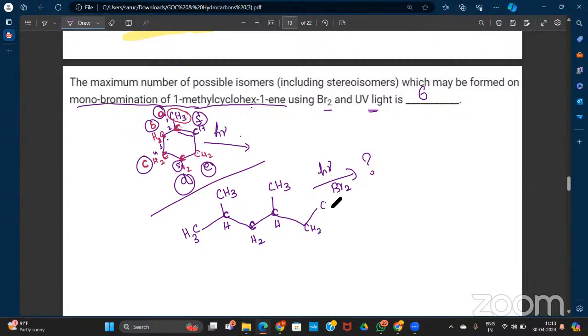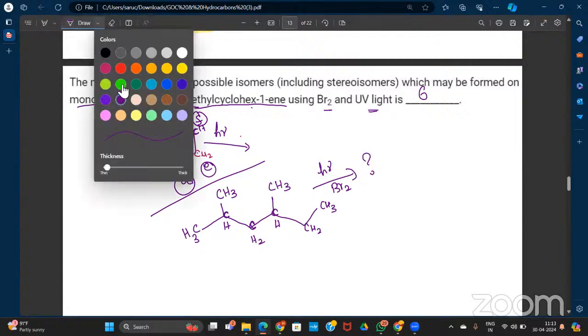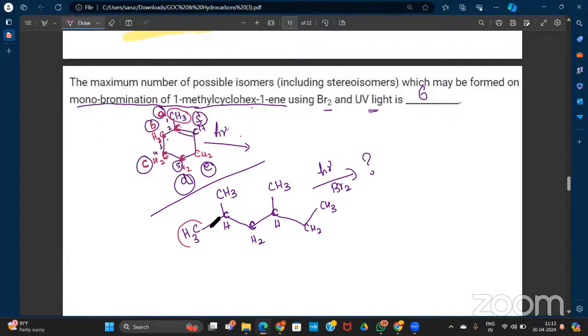Okay. Now tell me, I'm taking the CH3 attached to CH. This CH3 is also attached to CH. So are both CH3 of the same environment or different environment? Same. Yes, same. So both are E.